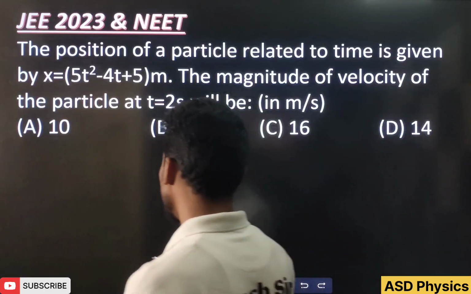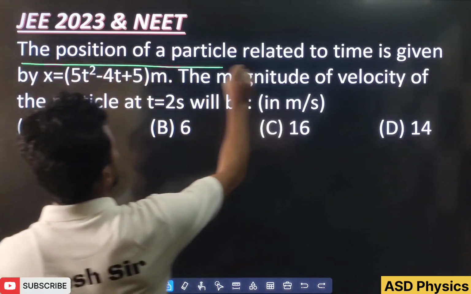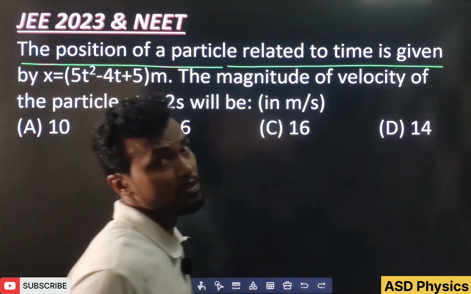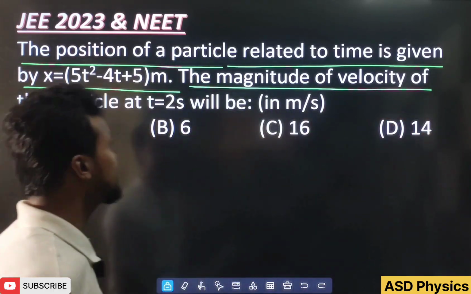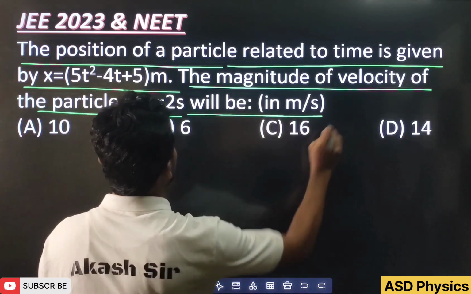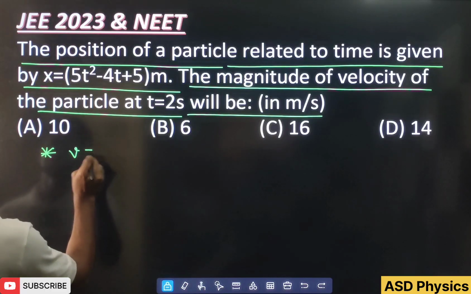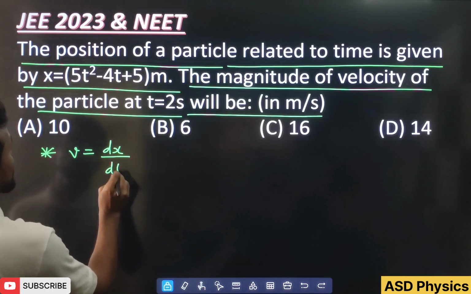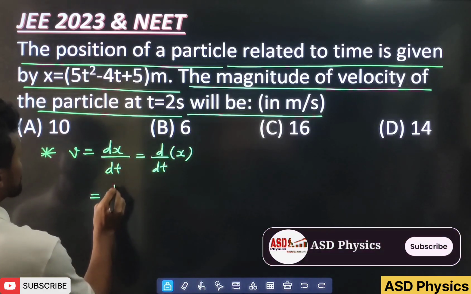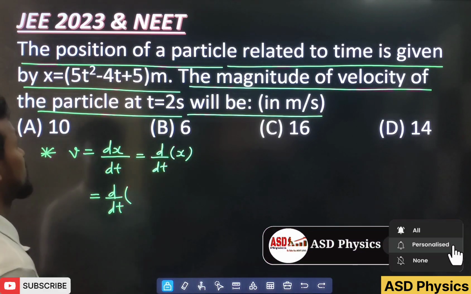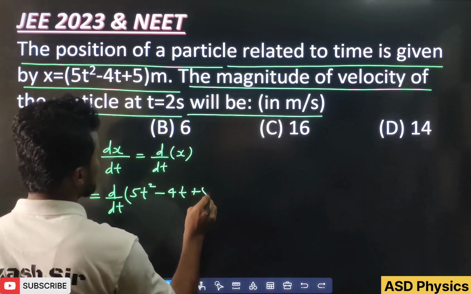Okay, great. So now you can see the question is a JEE 2023 question. The position of a particle related to time is given by x equal to this. The magnitude of velocity of the particle at t equal to 2 seconds will be how much? Okay, so remember that here they are asking velocity, and as I have told you, v equal to dx by dt, or you can write d by dt of x. Okay, so d by dt, and the value of x is 5t square minus 4t plus 5.